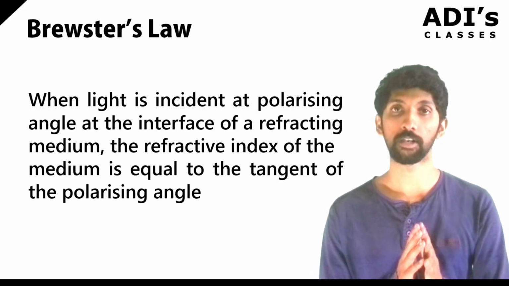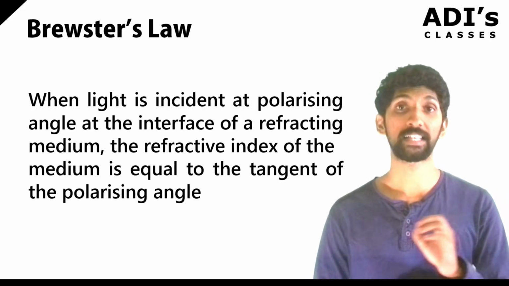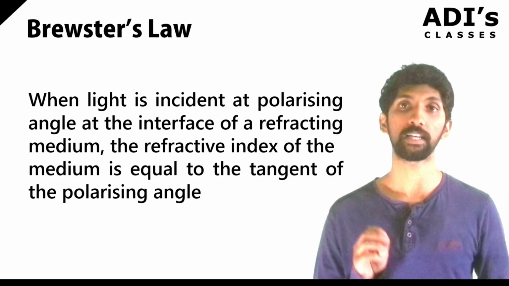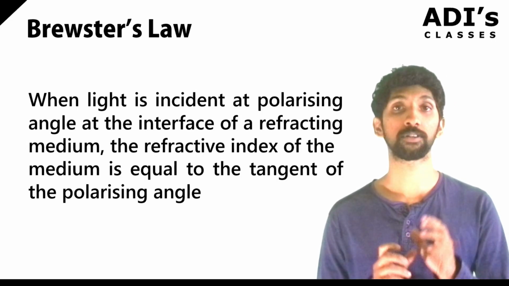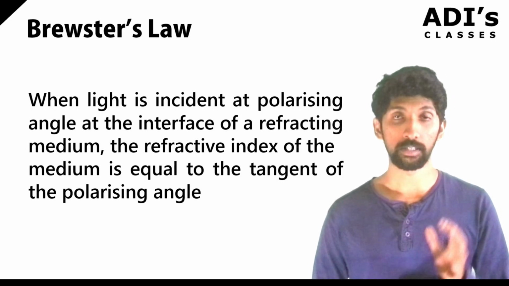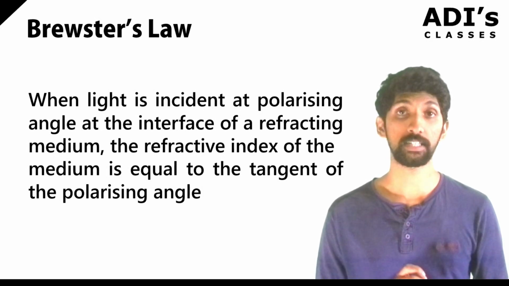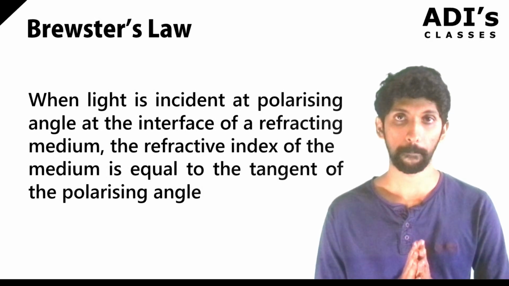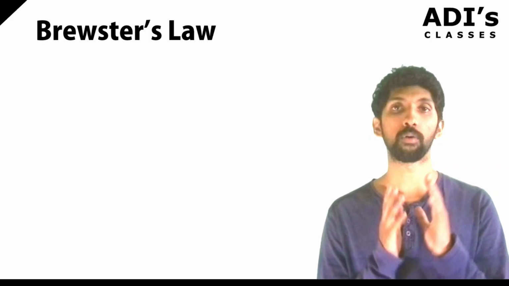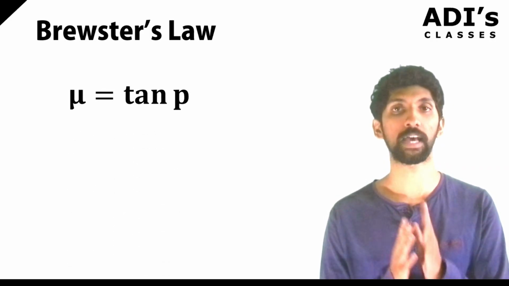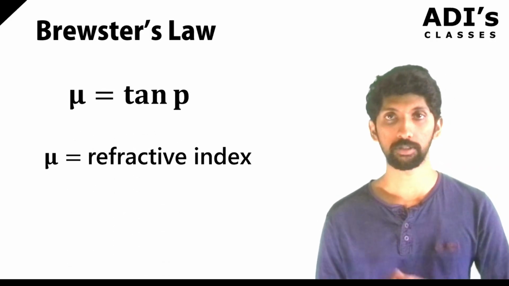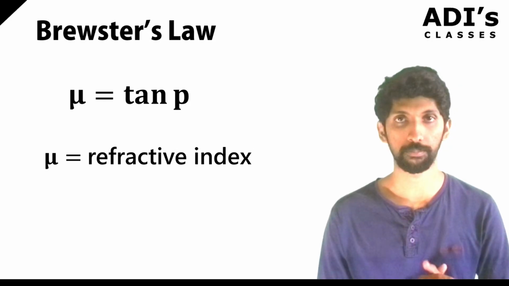Okay, I'll repeat the law again. When light is incident at the polarizing angle at the interface of a refracting medium, the refractive index of the medium is equal to the tangent of the polarizing angle. So what we have is mu is equal to tan P. This is what we call Brewster's law.